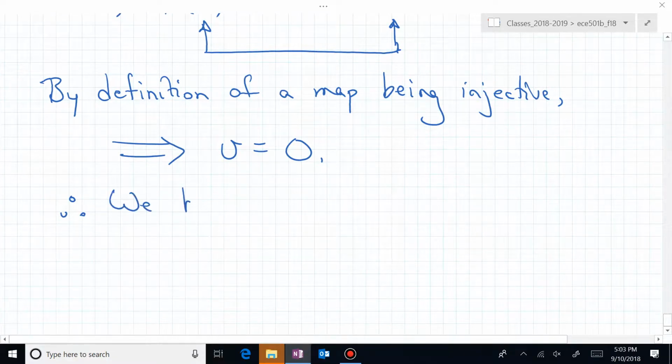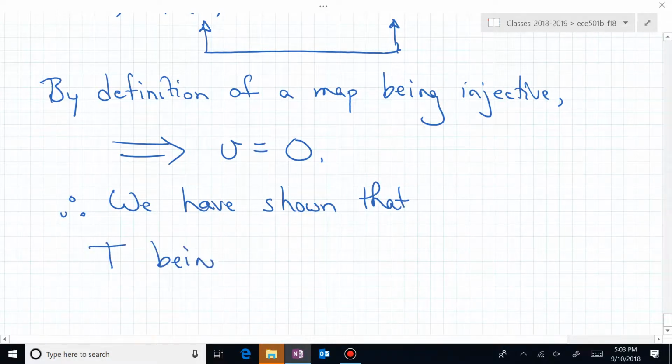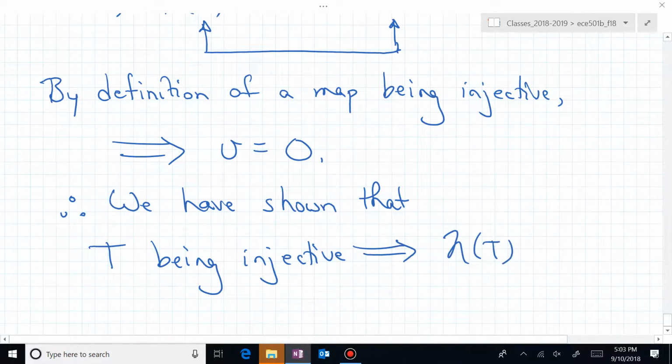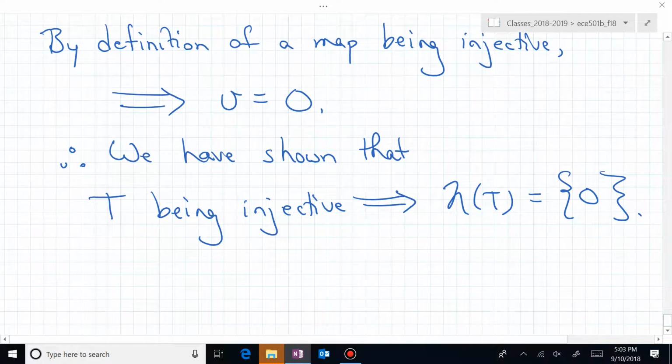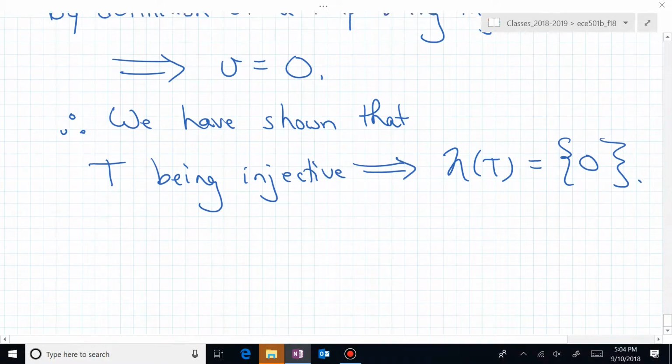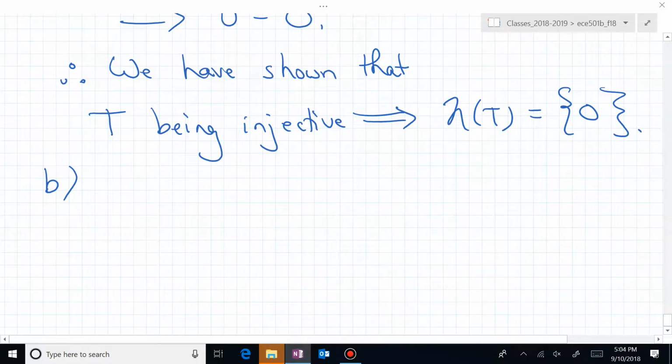Therefore, we have shown one half of the proof. We have shown that T being injective implies that the null space of T is the 0 vector. That's the only thing it can be, because the injective map is unique, or one-to-one. So if we end up at 0, there's only one vector to get us to that 0. And if we pick that vector to be V, well, that vector now is actually the 0 vector. So that was going in one direction. If T is injective, then the null space of T is the 0 vector.